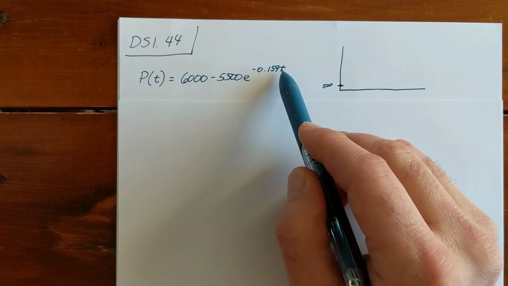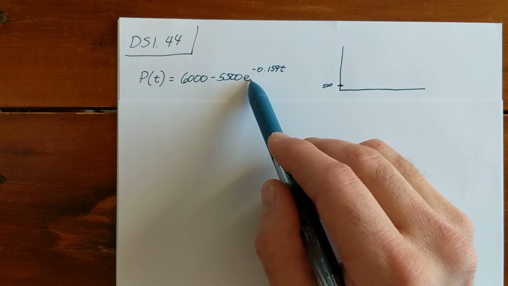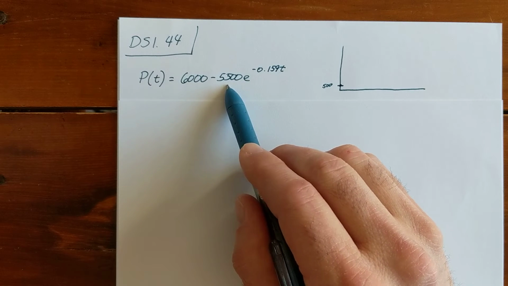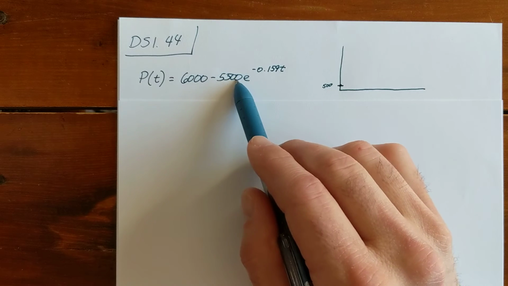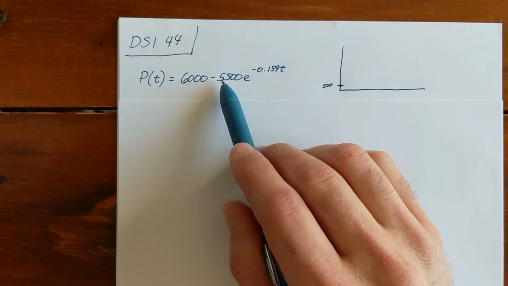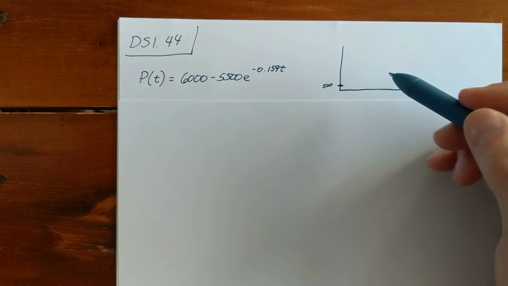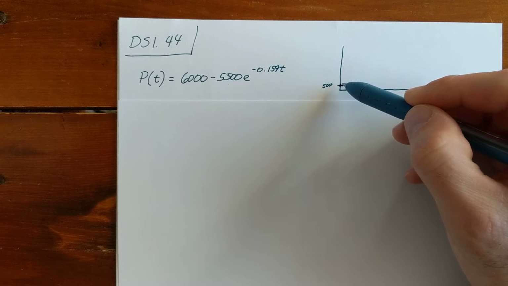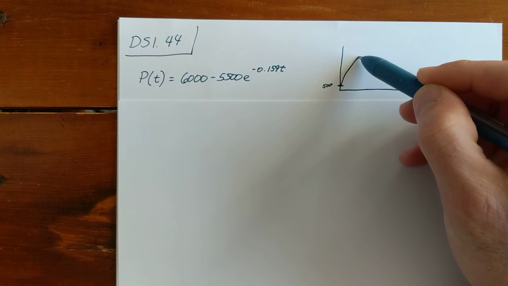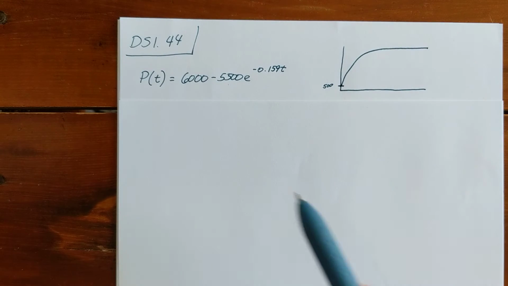But as t increases, what happens here is that the exponent on e, because of the negative coefficient, gets smaller and smaller and smaller, and e to a negative power is going to approach 0. Multiplied by the 5,500, it makes this entire term approach 0. And then the overall value of the population is going to get closer and closer and closer to 6,000. So what we really have here is a function that increases very sharply at the beginning and then really starts to level out and look something like this.